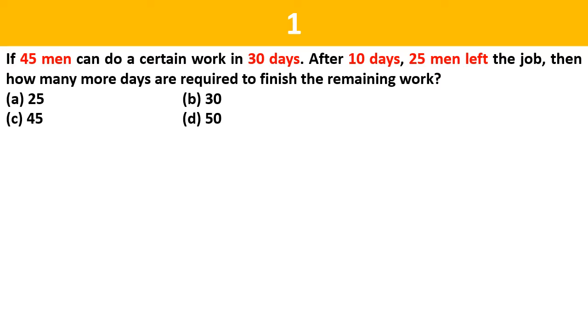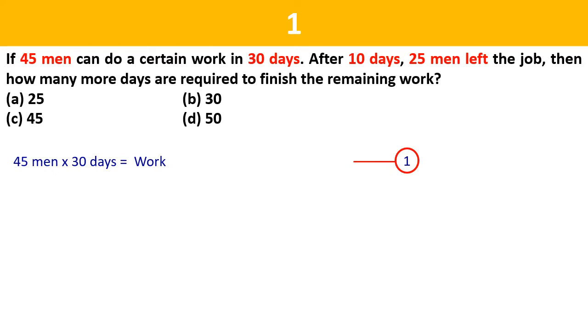So how we can build the equation here? What is the input? 45 men is the input, 30 days is the input, and the work that they are producing is the output. So we can build the equation as 45 men multiplied by 30 days is equal to the output work. This is our equation number 1.